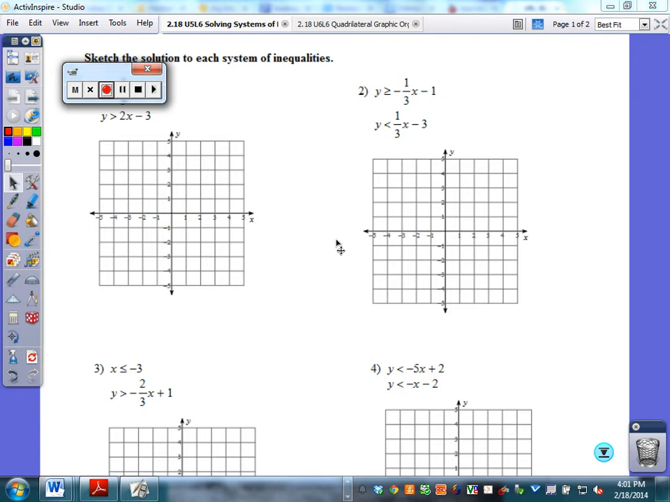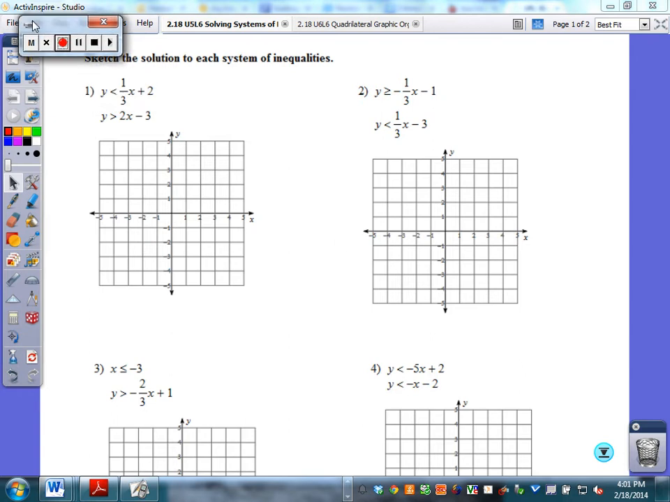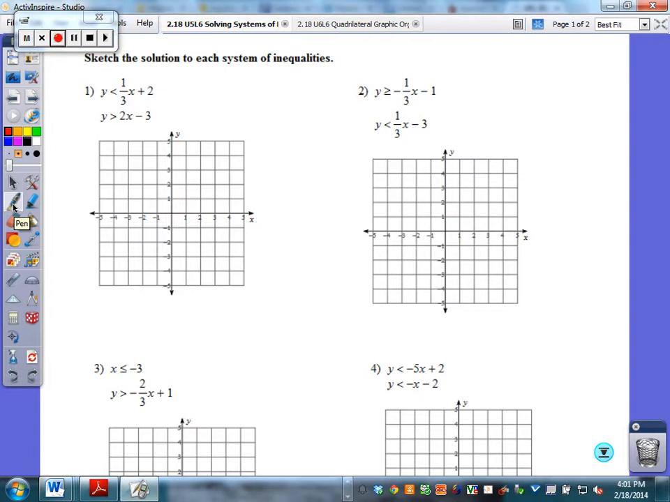Okay, so this is going to be support for the homework that you were given earlier today. So graphing these inequalities, the primary thing is just making sure that we're shading and coming up with the correct solution set for each one of them. So let's just go ahead and go over these one by one. Number one, we're going to go ahead and graph each one of the inequalities separately.